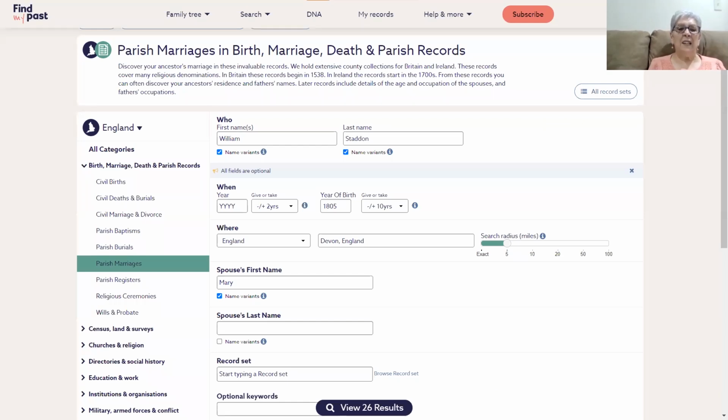I use Find My Past and Ancestry quite a bit. I like Find My Past a lot for England. So I put in William Stadton with a wife of Mary, as you can see right there. This is in the advanced search. If you go into advanced search in Find My Past, you can specify you just want to look at marriages and the husband's name and his wife's name.